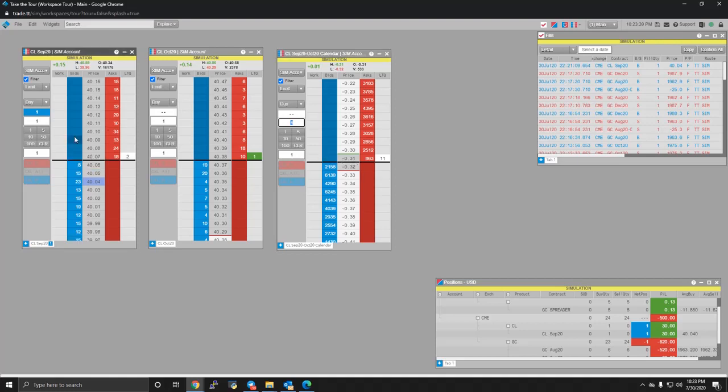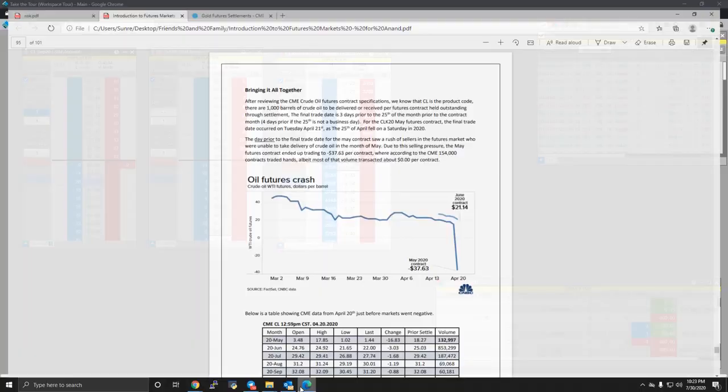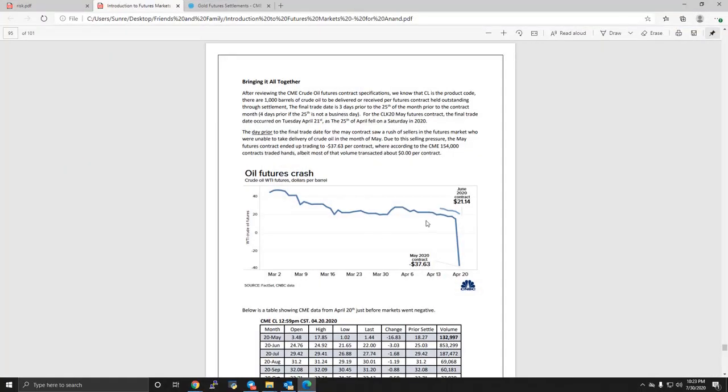So let's think about the position. If you were long the front month contract here, we're long one SEP in this example. We look back at the chart here from the crash. Let's say you're a trader and you're long a May contract, and you're unable to take delivery of crude oil. So one thing to keep in mind is this was the heart of, this is the end of April, because it's the May contract going off the board, and this is the first month after the COVID-19 economic halt.